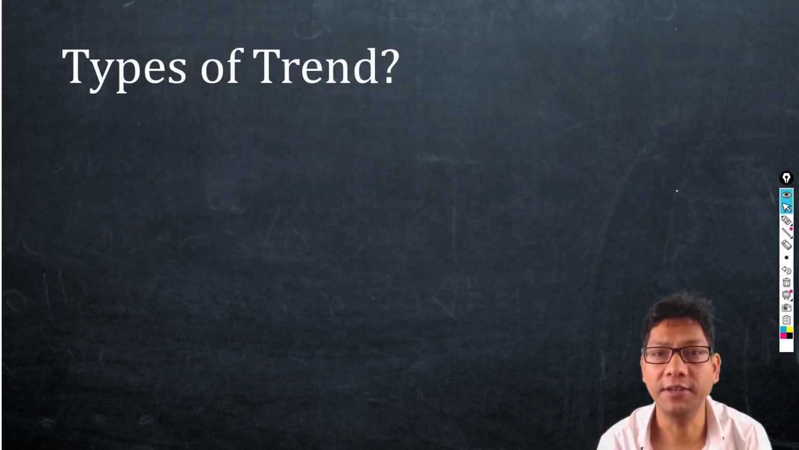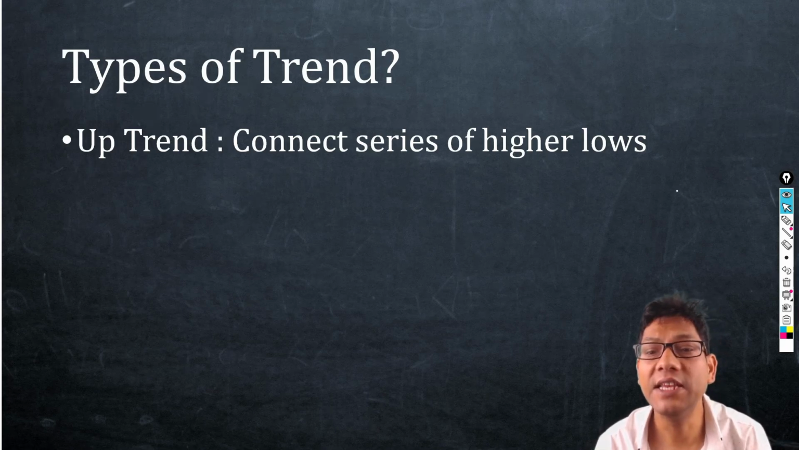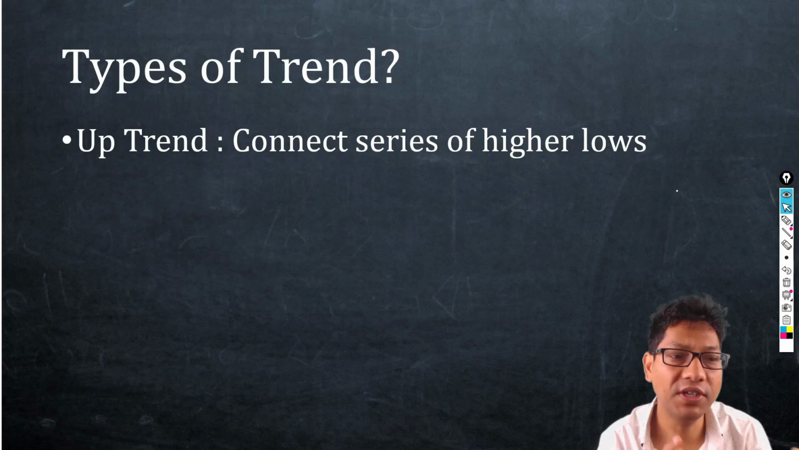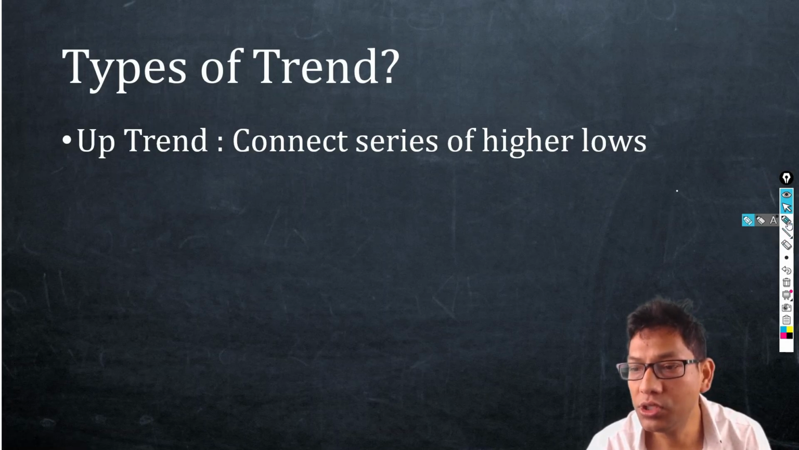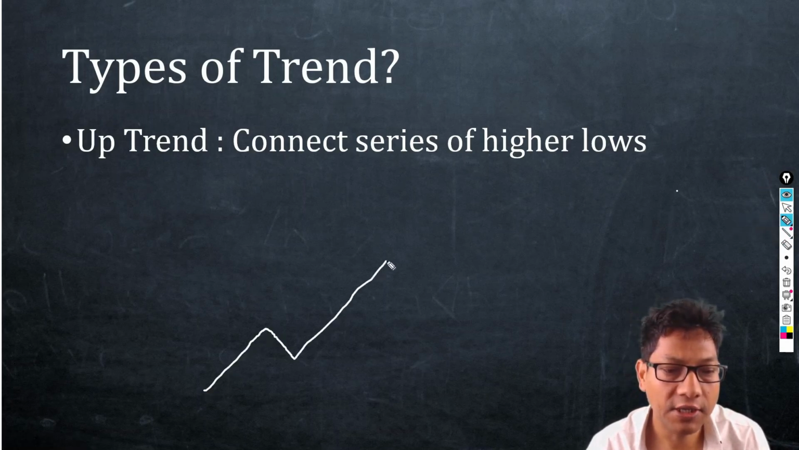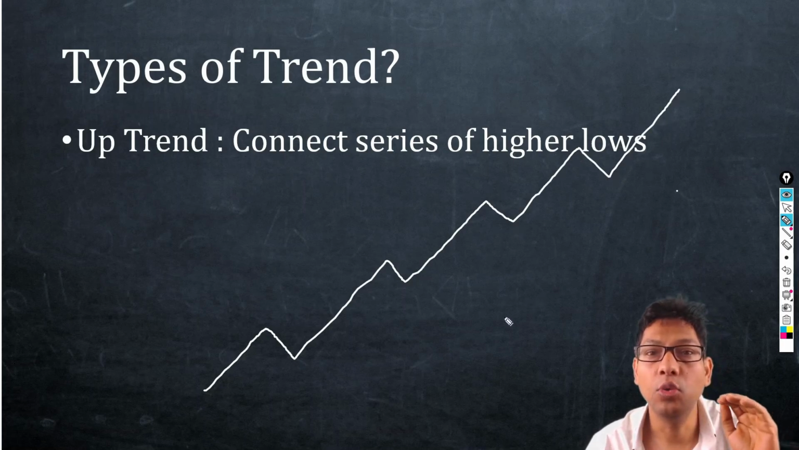Types of trend. Uptrend, connecting a series of higher lows. The first trend type you can determine is uptrend. So how do you draw the uptrend? When you see a market creating a series of higher highs and higher lows, then you have an uptrend.